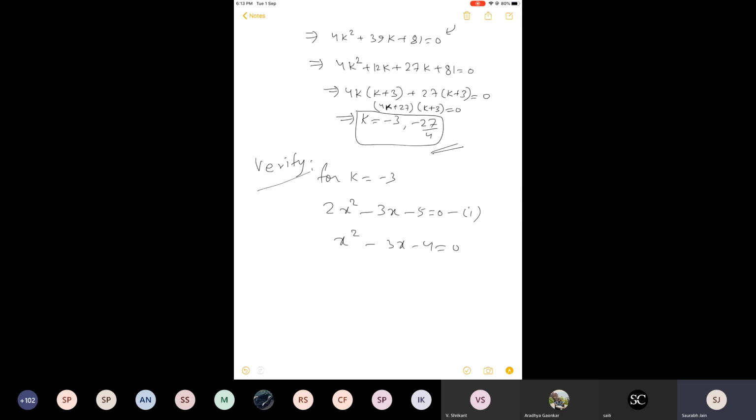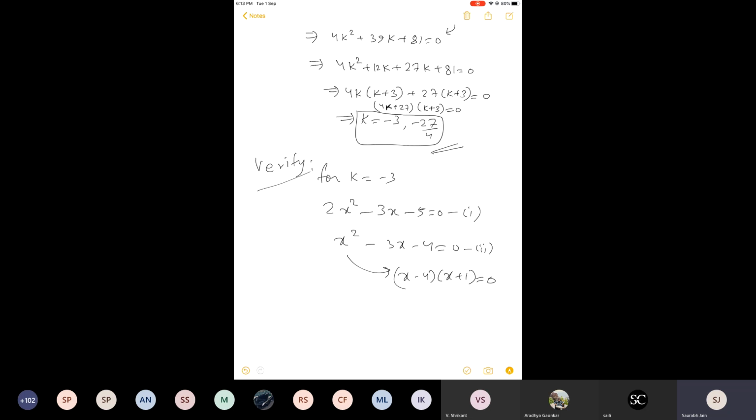So what I'm basically doing now is checking whether for k equal to minus 3, the two equations have one common root or not. This is just for verification purpose. So you will find the roots and check. That should be really quick, because you should be comfortable in making factors.